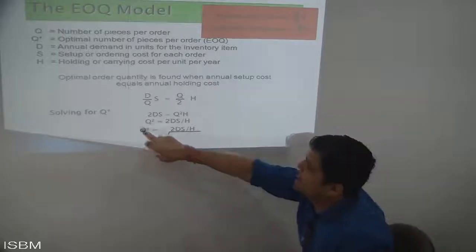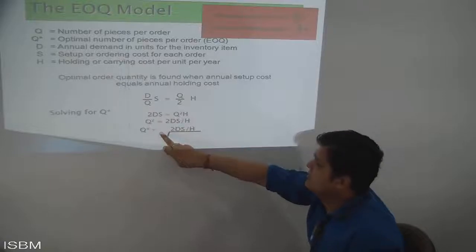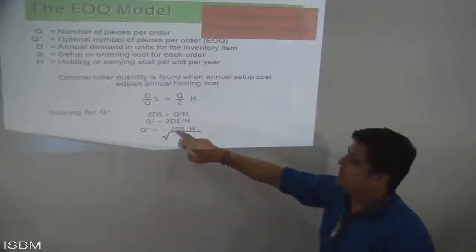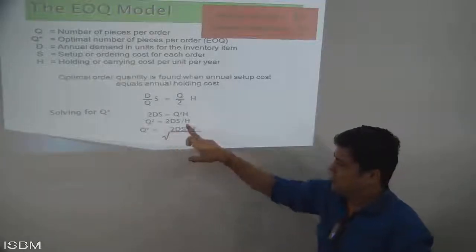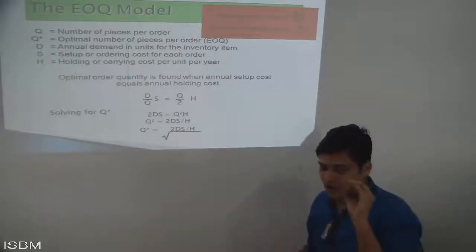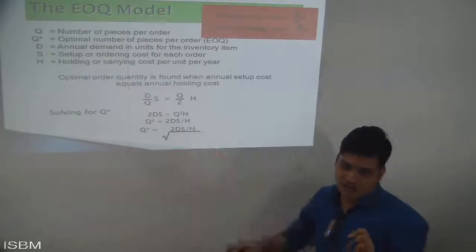So when we take Q out of Q square, the square root comes over here. So Q star is equal to the square root of 2DS by H. So the basic formula for the EOQ is the square root of 2DS upon H.